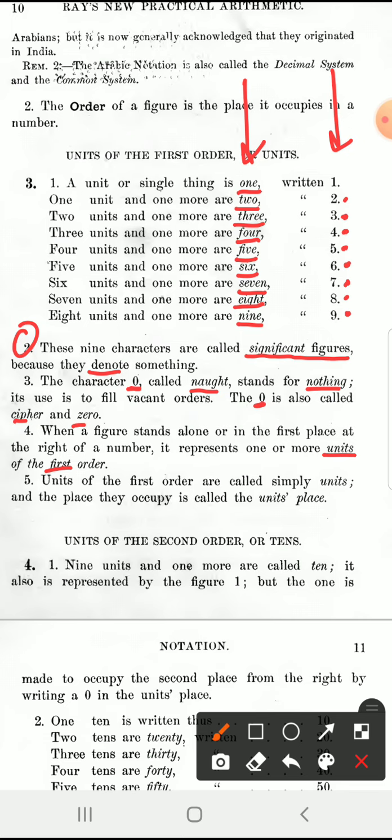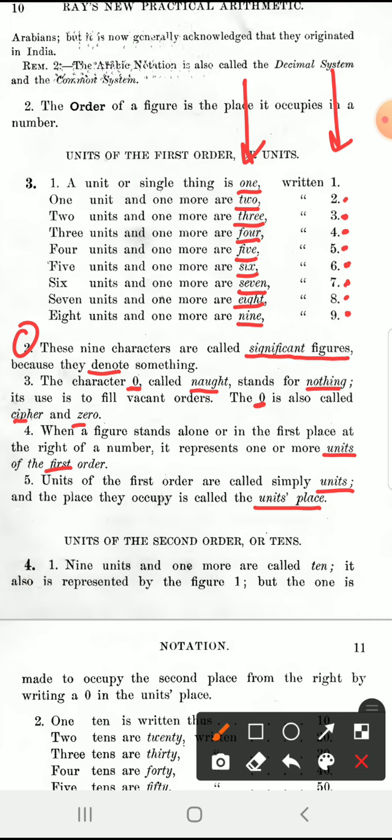So the first order in Arabic notation is on the right side of the number. And the first order, or the first place starting on the right, is called the units place. We'll learn this in the next point, point 5. Units of the first order are called simply units. Units of the first order are called units, and the place they occupy is called the units place.